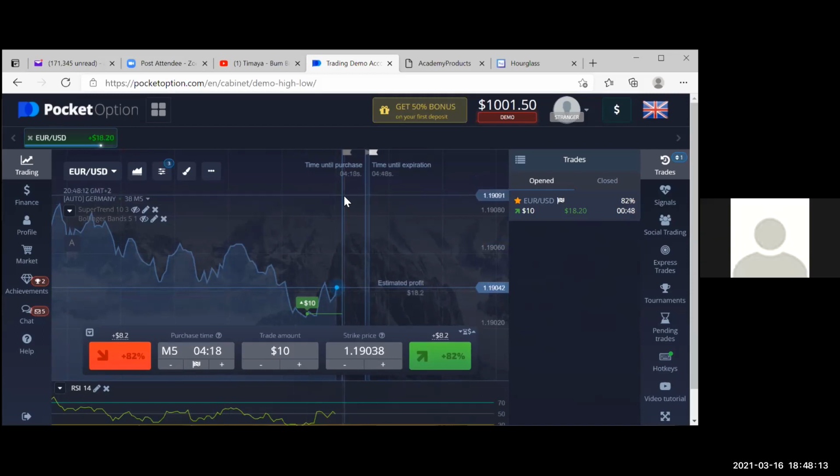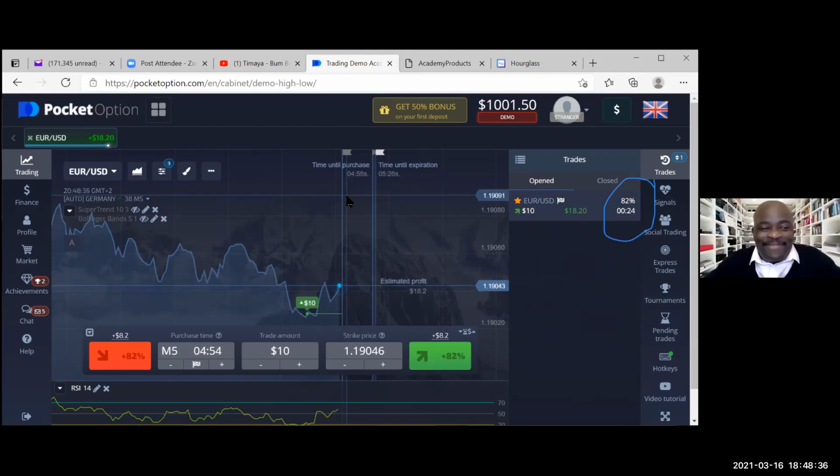Time until purchase, time until expiration. But also on that box where it's called trades. Yeah, that's exactly it. Where that blue circle is. Someone's just circled it for us. 30. Oh, okay. That's how much time is left. Yes. It's going to make money. Let's go.